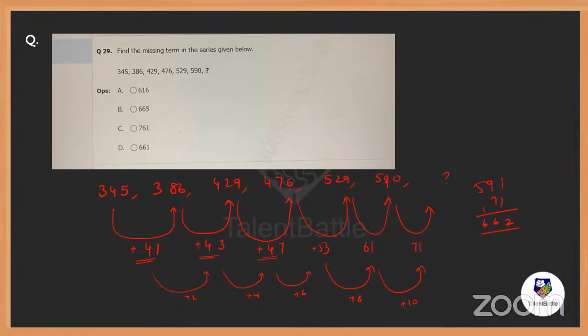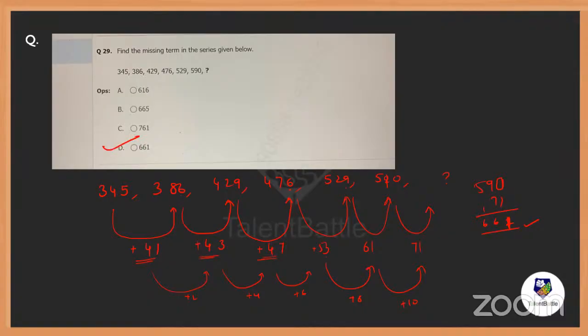Okay, we made a calculation mistake. What is the calculation mistake? Exactly. It's actually 590. 590 plus 71 will give me 661. That says my answer is correct. Option D is the correct answer. Is that clear, everybody, my dears?